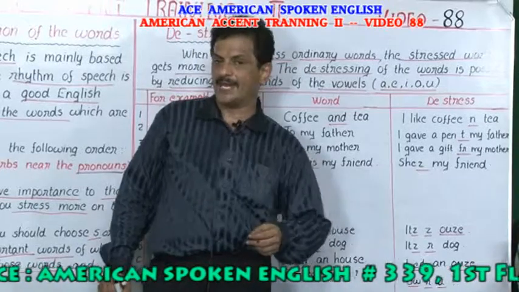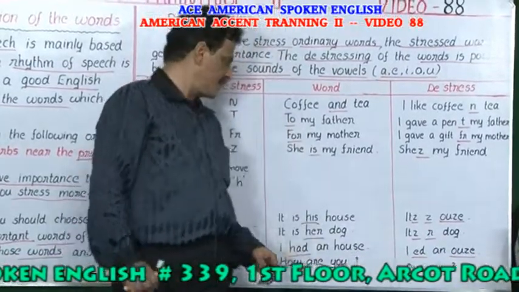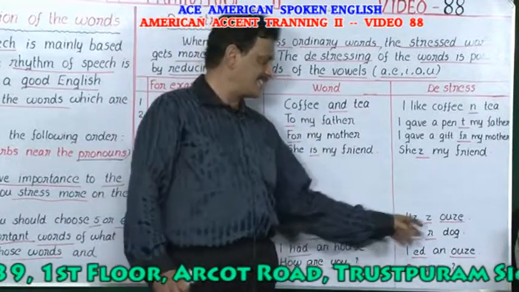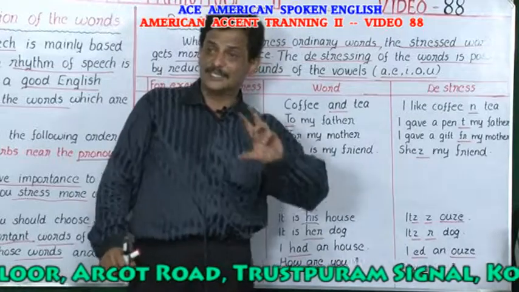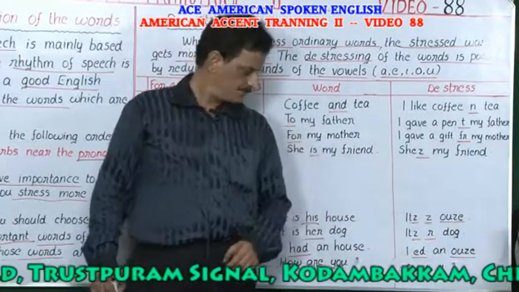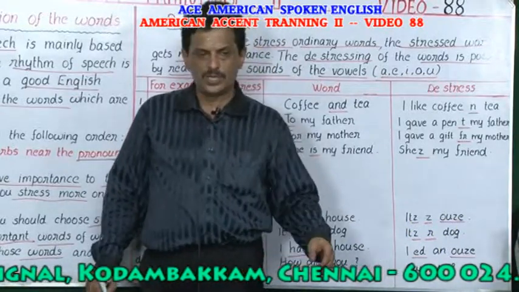She's my friend. Is the house. Is his house. Is a dog. I had a nose. How are you?